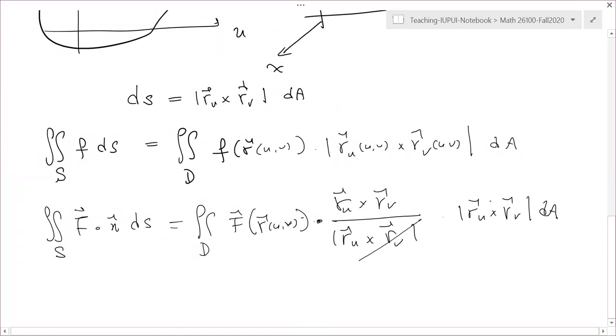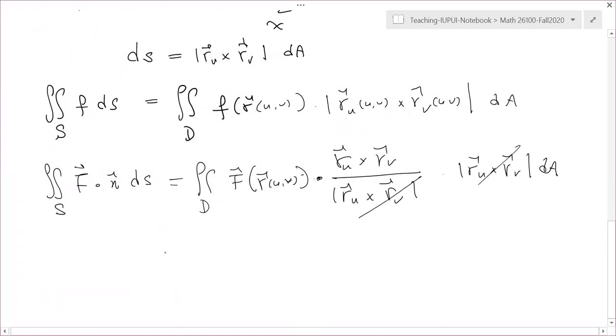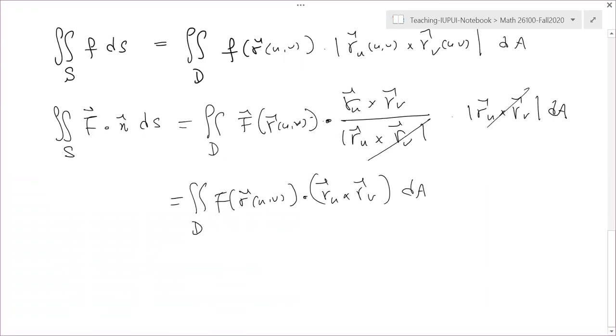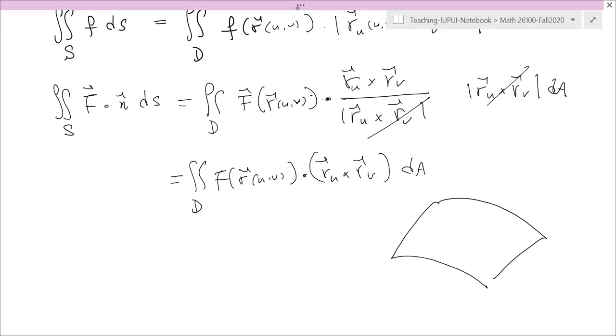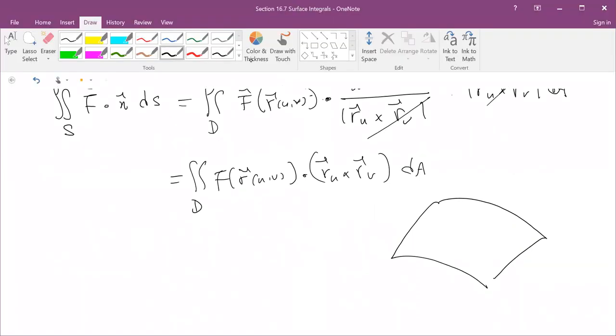Now you will see that this can be canceled out, right? So this can also be simplified to F(r(u,v)) dot product, and now why is the normal vector given by this? So let's look at why it is the normal. This is the surface, right?